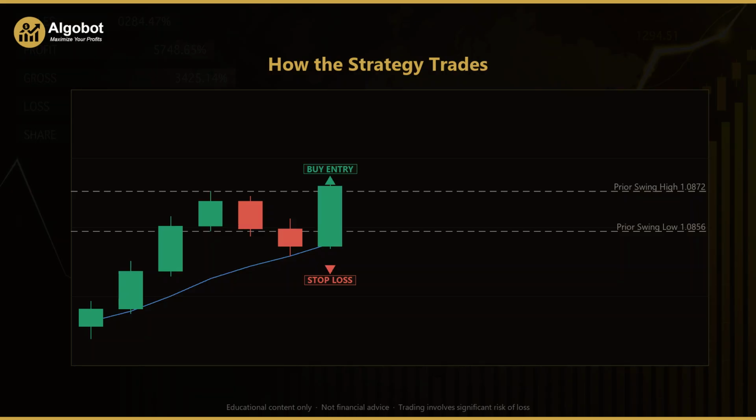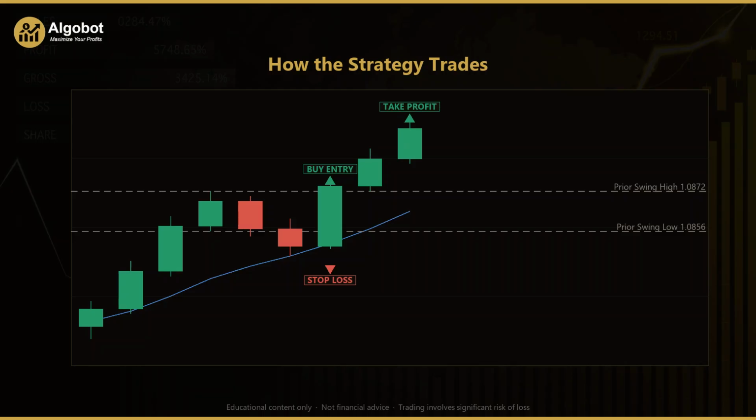Now the correction arrives. The next two candles pull back, making lower highs and dipping toward the moving average. This is the corrective leg, the short counter-trend breather inside the larger uptrend. Many traders would feel nervous here, wondering if the trend is over. The strategy simply watches the swing high level and waits.